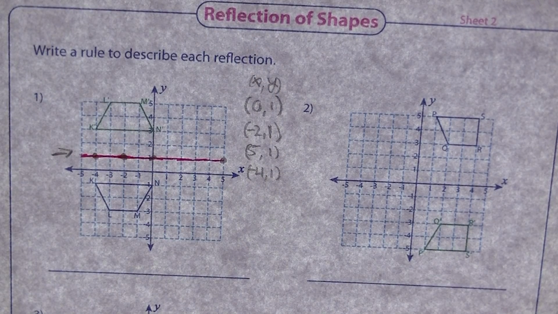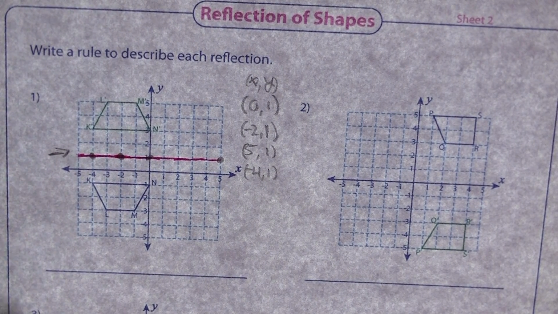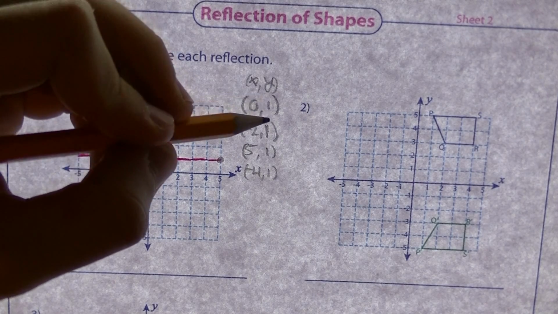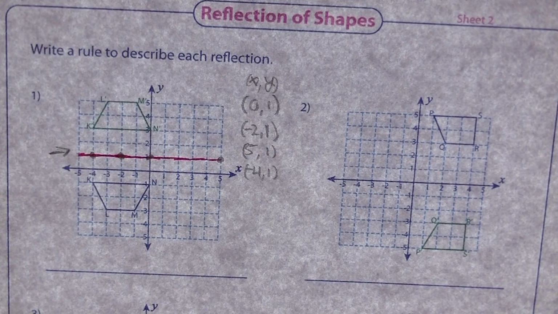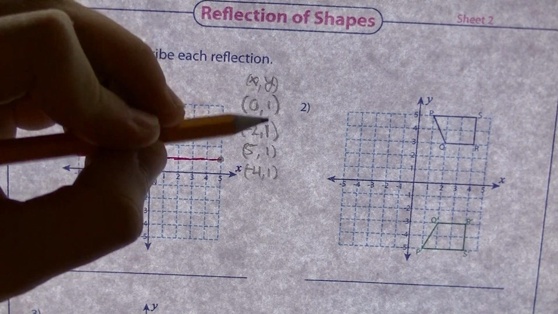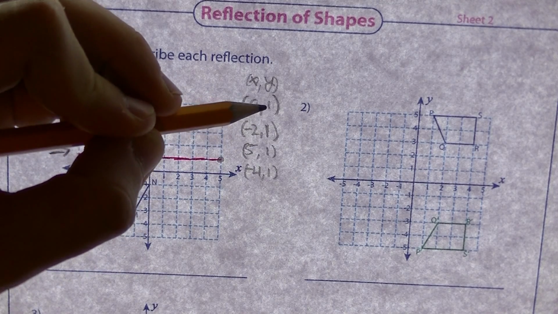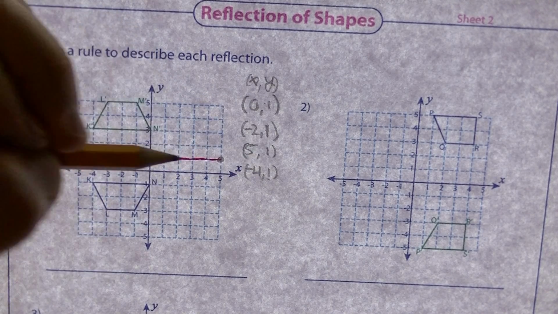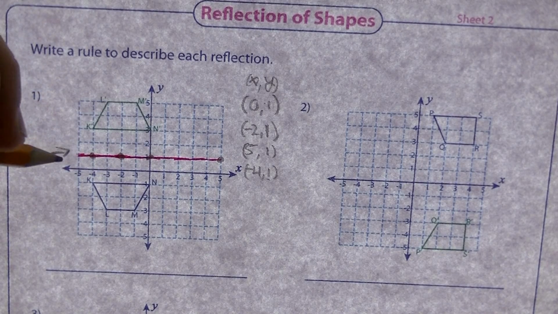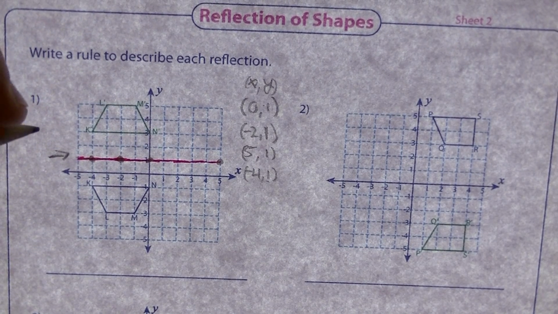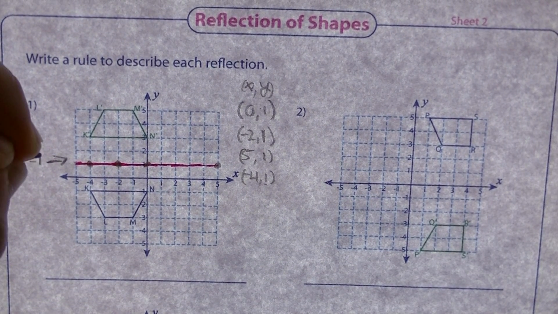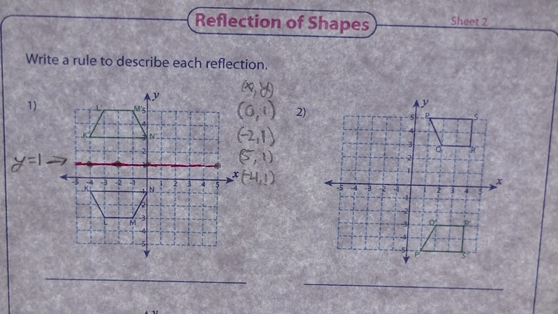So the one thing that I notice whenever I do this, when I'm looking at a line like this, is I'm looking for some sort of pattern. And the pattern that I notice is all of these y coordinates, they're all exactly the same. The y value here for every single coordinate is 1. So the name for this line is actually the line y equals 1.